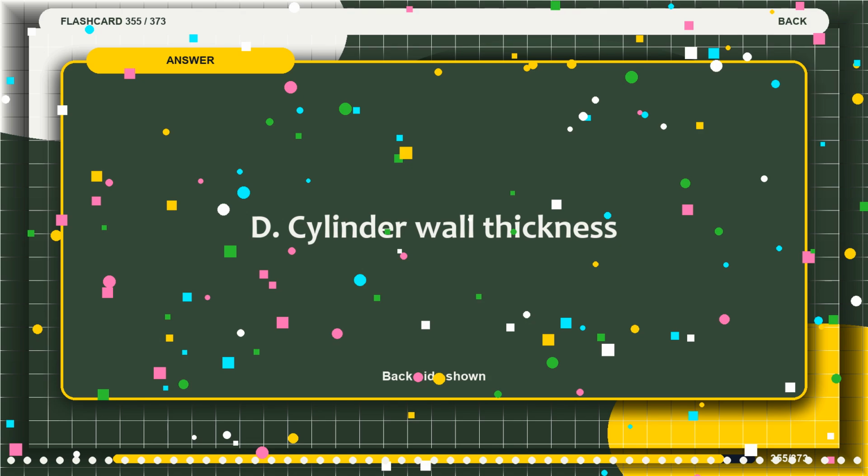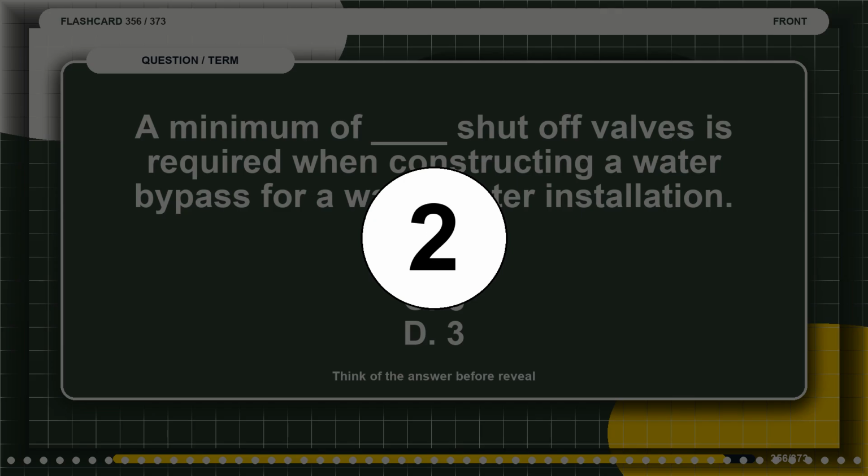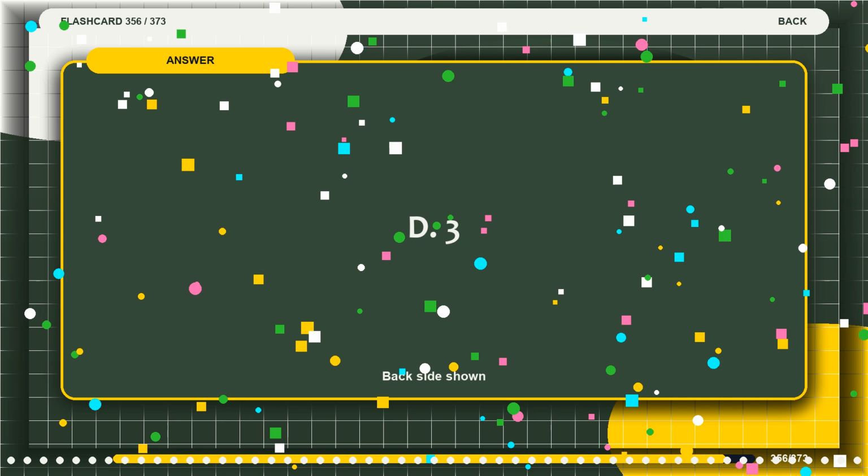The answer is D. Cylinder wall thickness. Flashcard 356. A minimum of blank shut-off valves is required when constructing a water bypass for a water meter installation. A. 4 B. 1 C. 6 D. 3. Think of the answer before the reveal. The answer is D. 3.